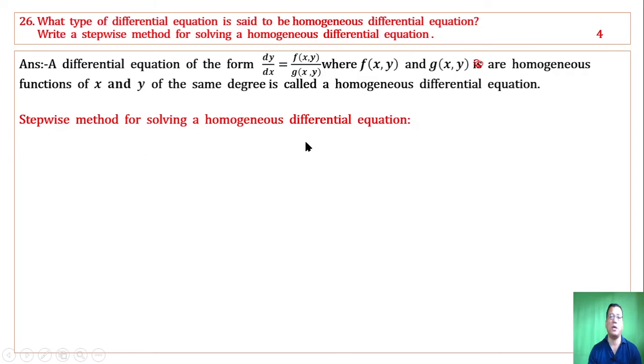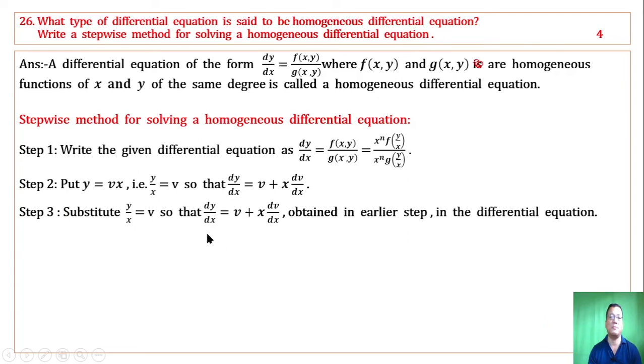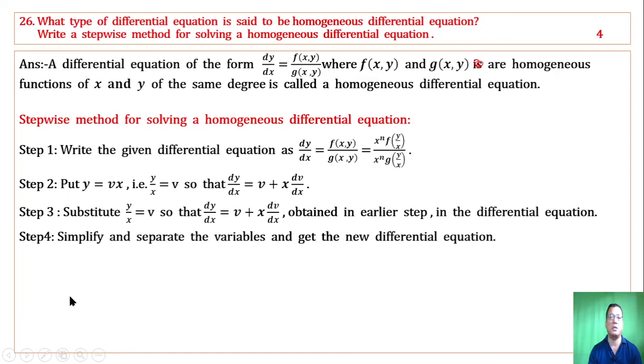Stepwise method for solving a homogeneous differential equation. First step, write the differential equation as the standard form. Put y equal to vx, that is y by x equal to v, so that dy by dx equals v plus x dv by dx. Substitute y by x equal to v so that dy by dx equal to v plus x dv by dx, obtained in the earlier step, in the differential equation. Simplify and separate the variables and get the new differential equation.